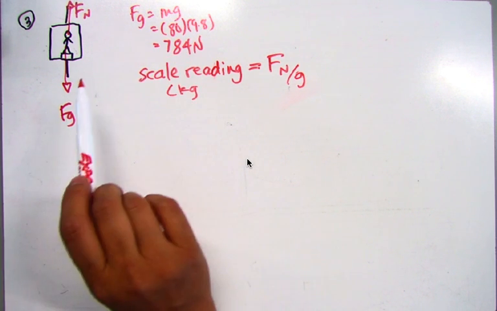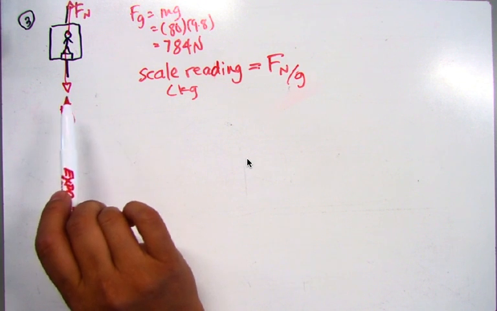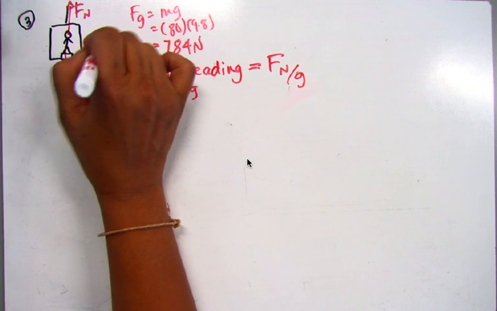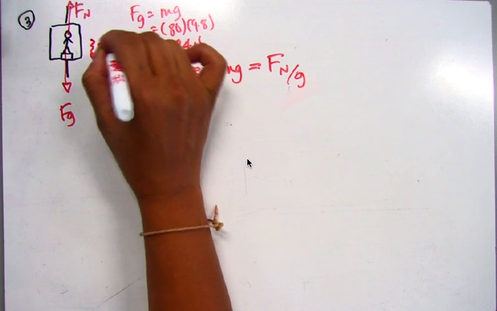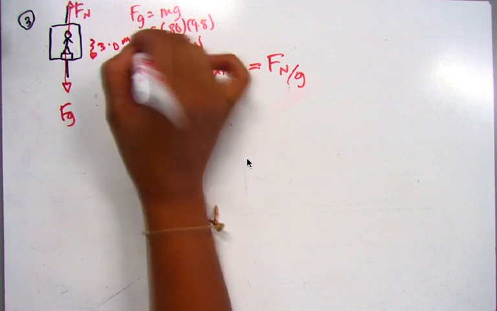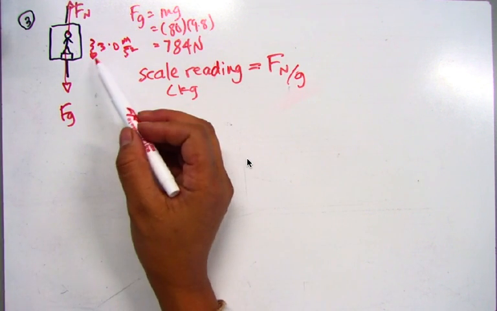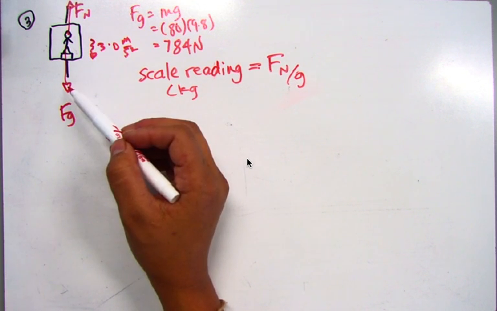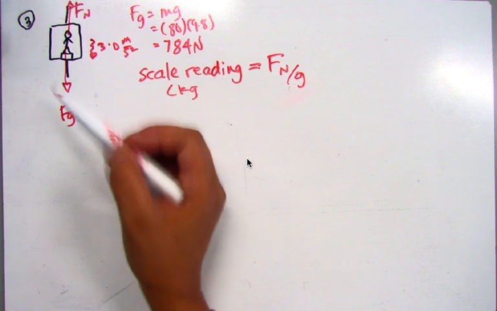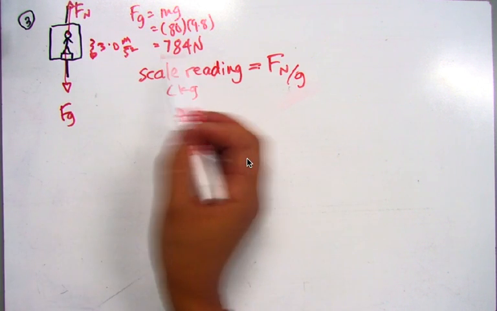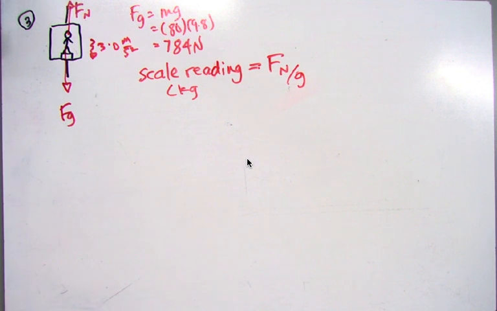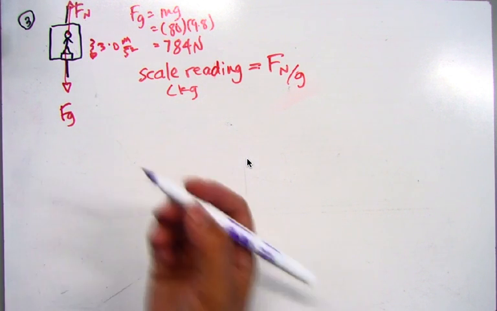But this scale is not moving at a constant velocity. It's accelerating downward at 3 meters per second squared. So if you think about it, if it's accelerating down, that means the net force in the downward direction should be greater than the normal force. Well, Fg doesn't change. It's always 784. What changes is that Fn is going to be slightly different. By how much? That's what we have to calculate.